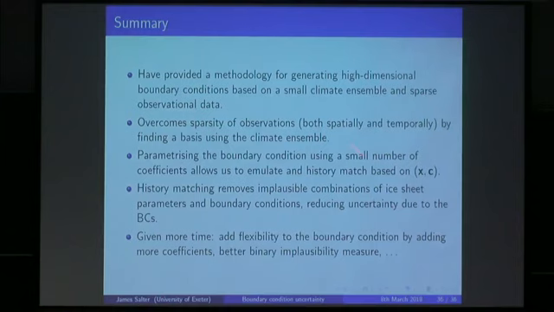And then once we have this parameterization, we can do our normal things we do in computer experiments, and we can history match and emulate things based on jointly varying the ice sheet parameters and boundary condition. And then we start to remove some of the implausible runs of the ice sheet model, starting to zoom in on settings of the boundary conditions that do actually lead to reasonable deglaciations.